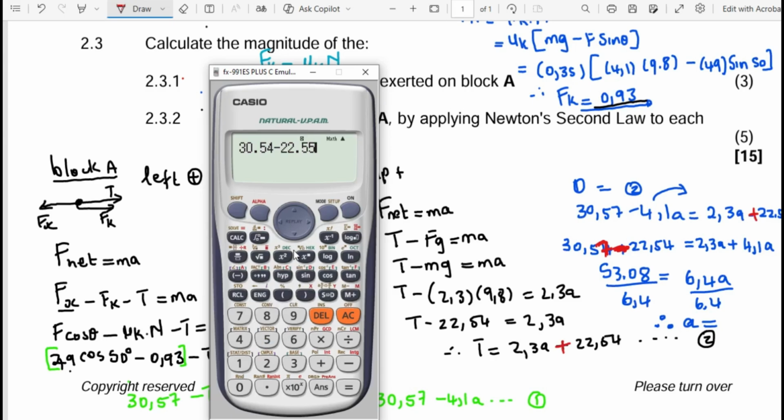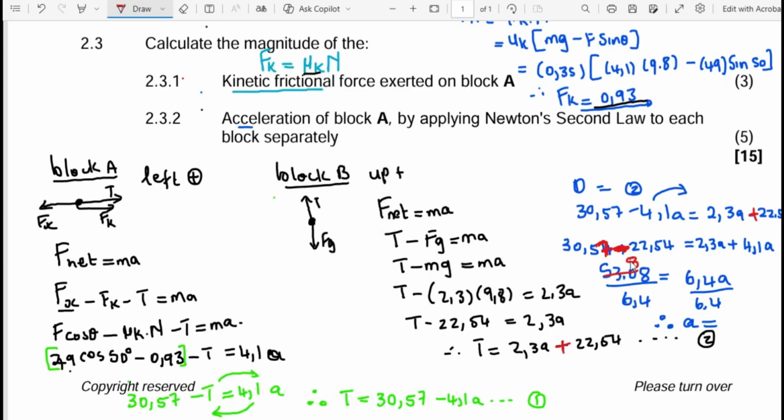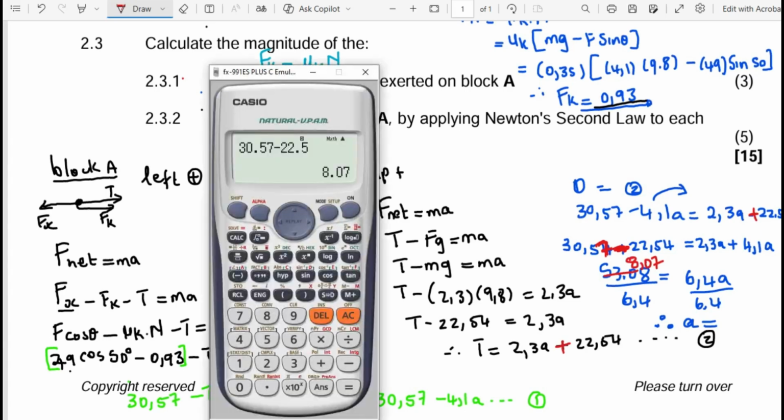22.54, and now this is 22.54. I need to fix this and say this is 30.57. So this gives us an answer of 8.07. So remember, we need to take the 8.07 and divide that by 6.4.